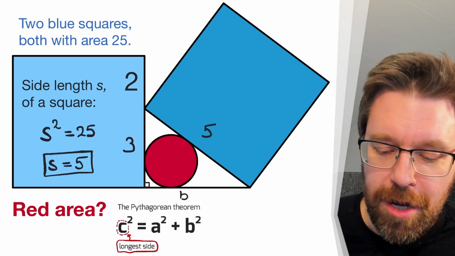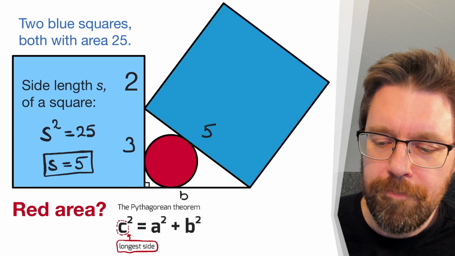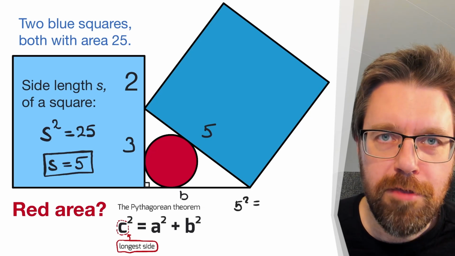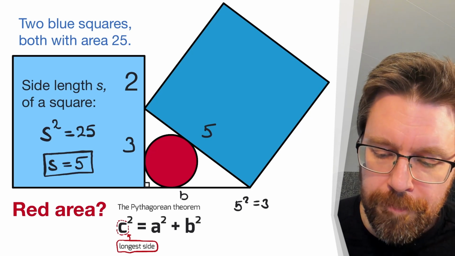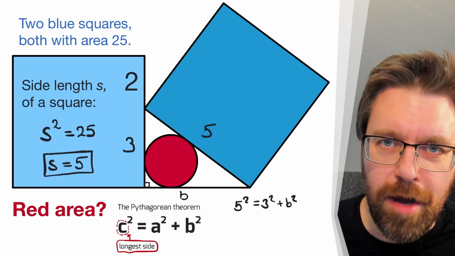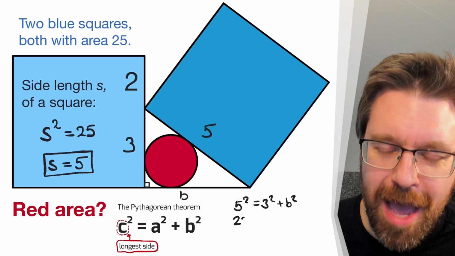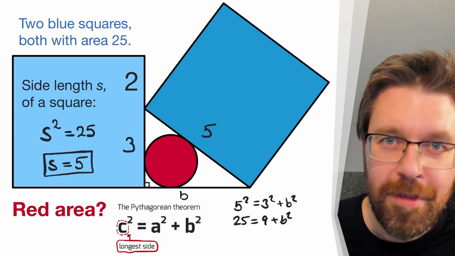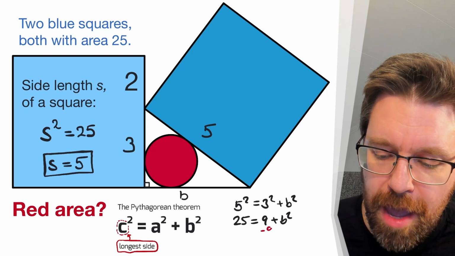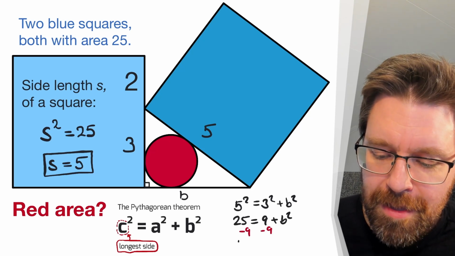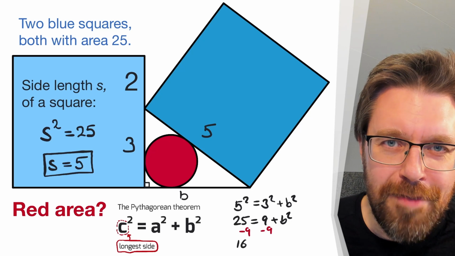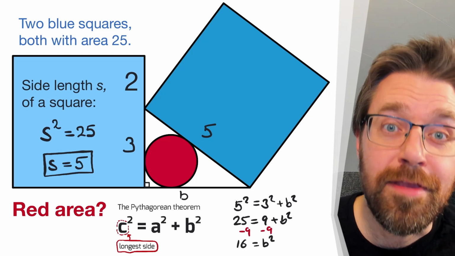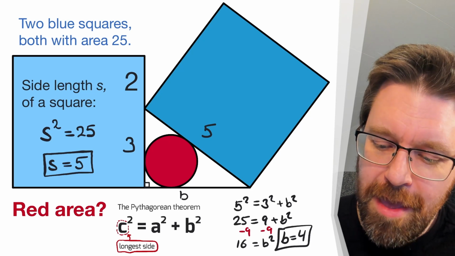We can use the Pythagorean theorem. We take the longest side and square it. The longest side in our case is 5. So 5 squared equals 3 squared plus b squared. And then we have 25 equals 9 plus b squared. We subtract 9 from both sides in this equation, and this will be 16 on the left hand side and b squared on the right hand side. And of course that means that b equals 4.